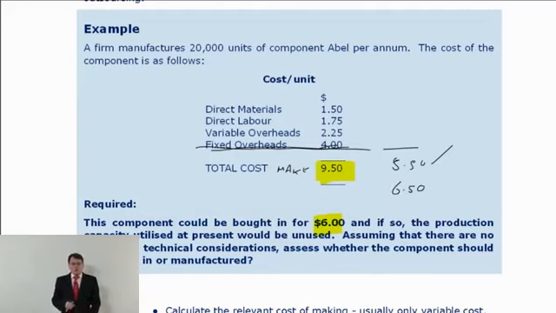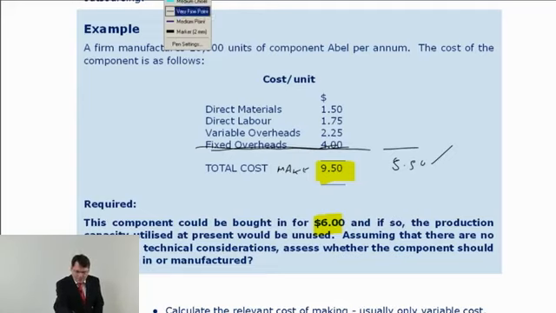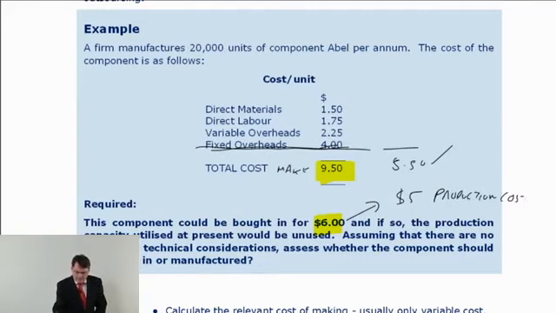Then what lots of students will say is, let's keep it as it is. No, my mistake, let's change that. Let's say out of that $6, let's imagine that $5 is the production cost and that the last dollar is things like sales markups. What should you do now?